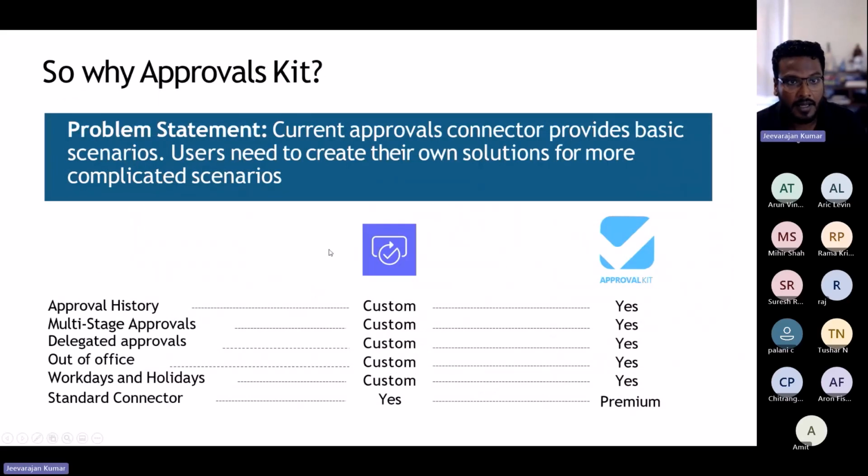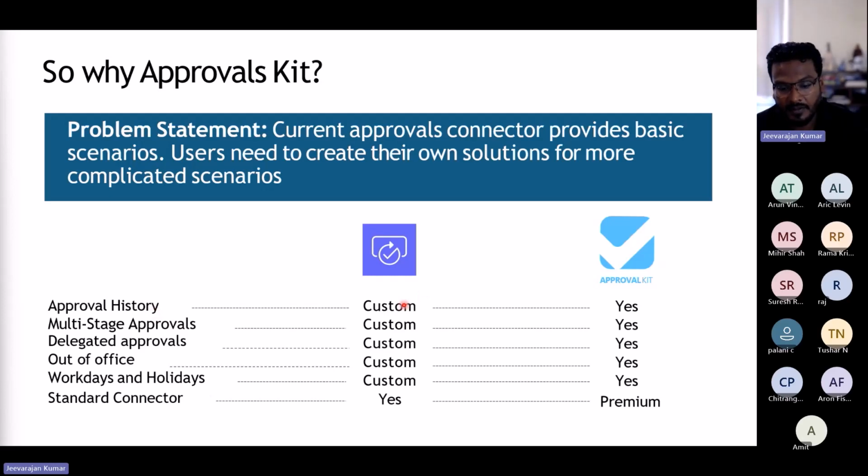And so again, why approvals kit? This is what I was talking about earlier. If you have just the approvals connector, the standard connector, which is this one, you cannot have an approval history. So you have to maintain or override the current approval. You can't maintain a history.